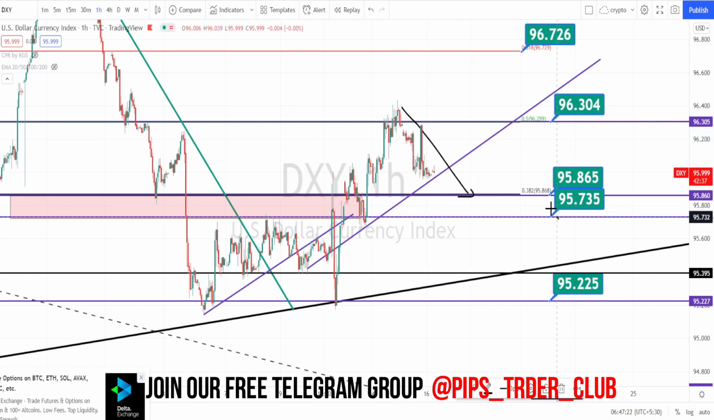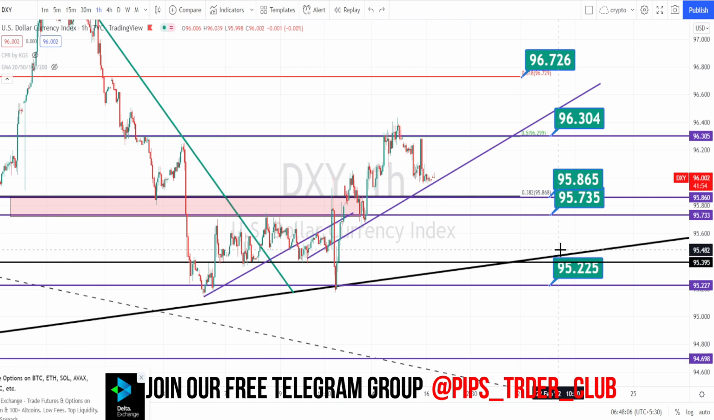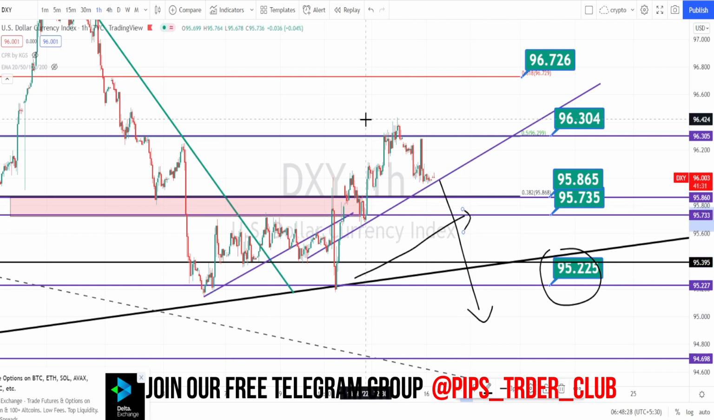and we can expect it to test this support level of 95.865. Only when the price action breaks this support level of 95.225, we can say that bearish trend reversal has happened. Currently it is in a very good bullish trend. Let us start the technical analysis for gold.